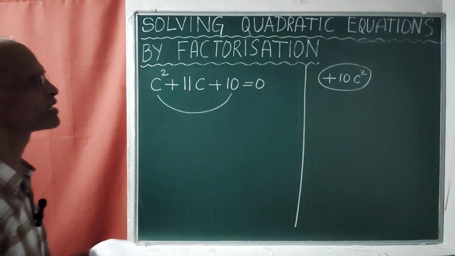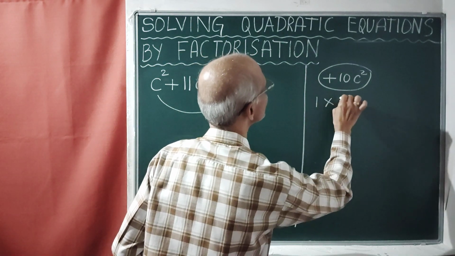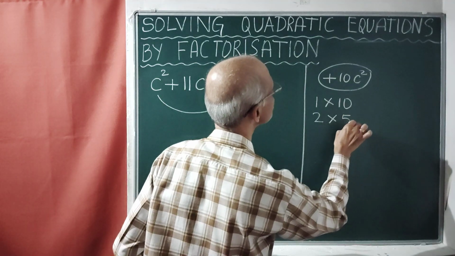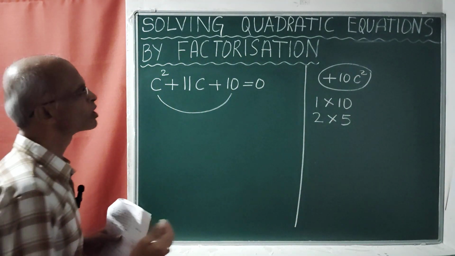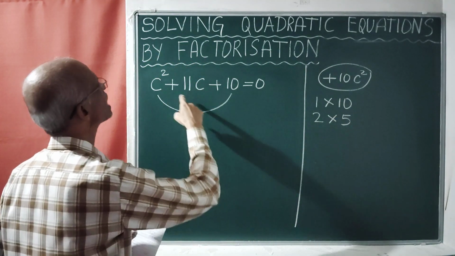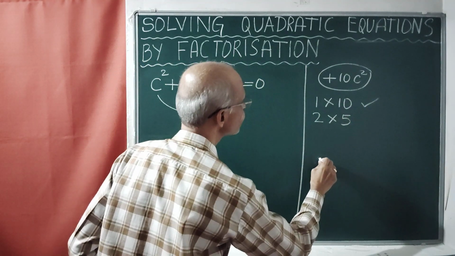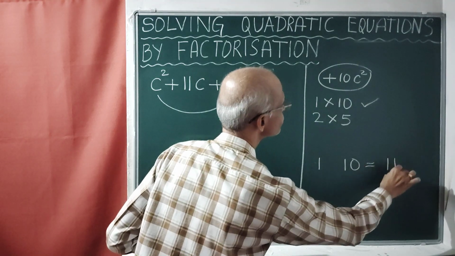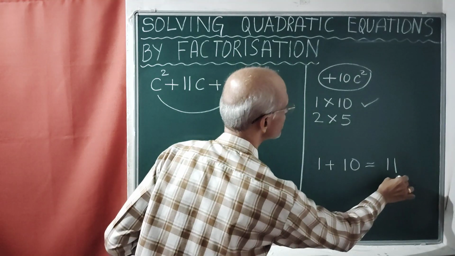Now we have to write the factors of 10. 1 tens are 10, 2 fives are 10. Among these two pairs of factors, which pair can give me 11? This pair can give me 11. So I want 11, so if I put plus 1 and plus 10, I get plus 11.